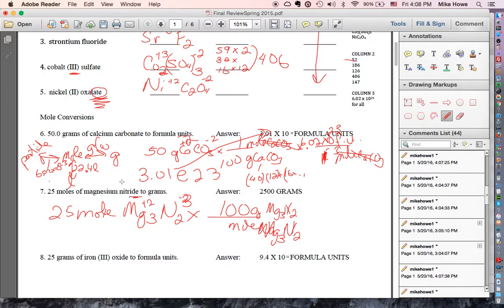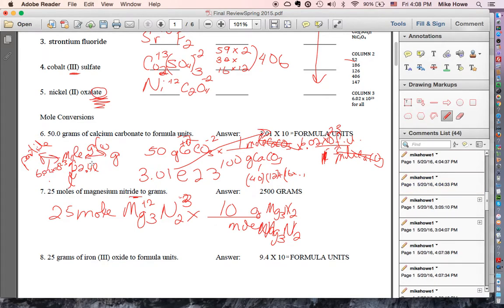This is only a one-step problem. So you're starting with moles, you're going to grams, so moles to grams up here, it's just one step. All right, its final answer would be 25 times 100, which is 2,500.